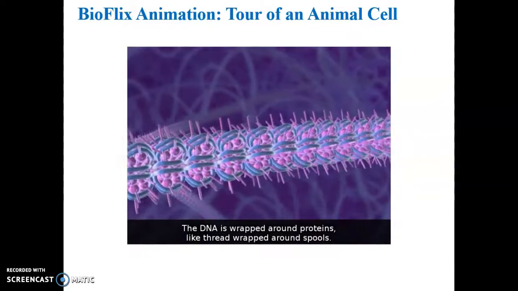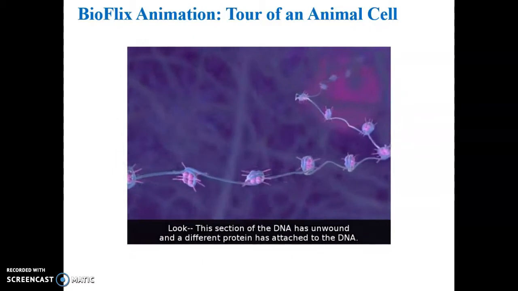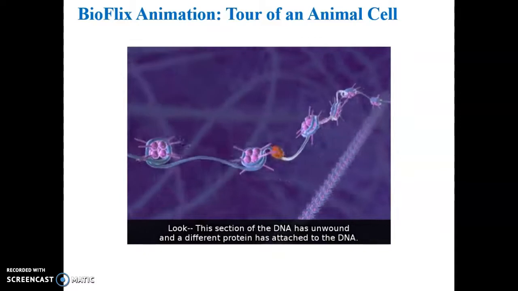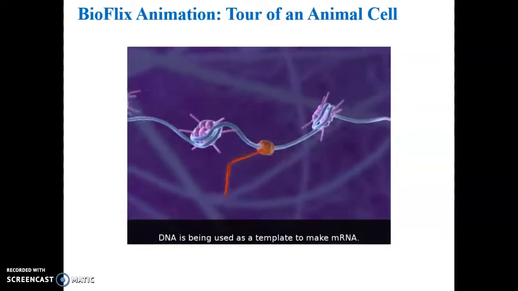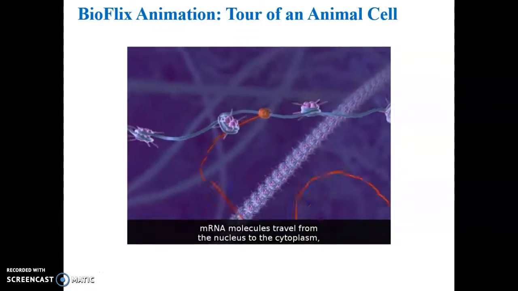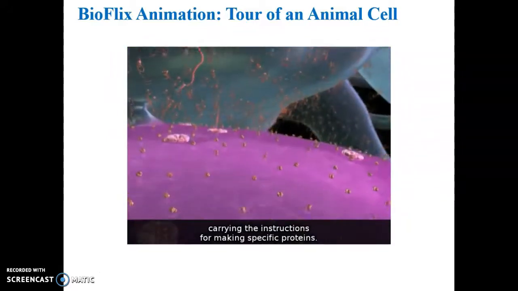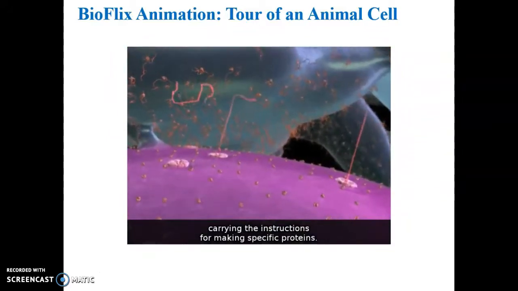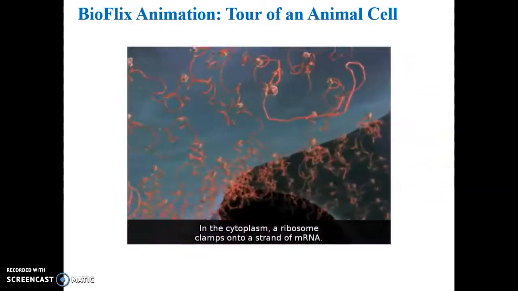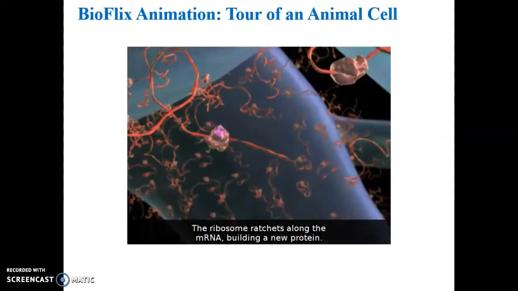The DNA is wrapped around proteins like thread wrapped around spools. Look, this section of the DNA has unwound, and a different protein has attached to the DNA. DNA is being used as a template to make mRNA. mRNA molecules travel from the nucleus to the cytoplasm, carrying the instructions for making specific proteins. In the cytoplasm, a ribosome clamps onto a strand of mRNA. The ribosome ratchets along the mRNA, building a new protein.